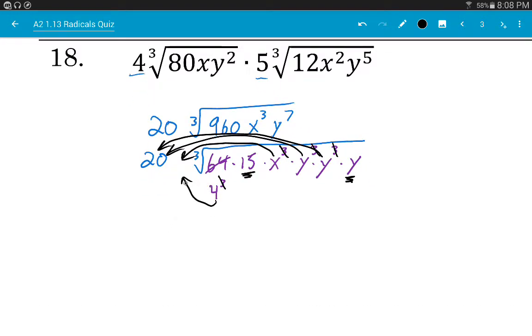Alright, now I've got a 20 and a 4. That's going to be 80. 20 times 4 is 80. I've got 1x and I've got 2 y's. Both came out. So 2y is y squared. And then who's stuck underneath is 15 and y.